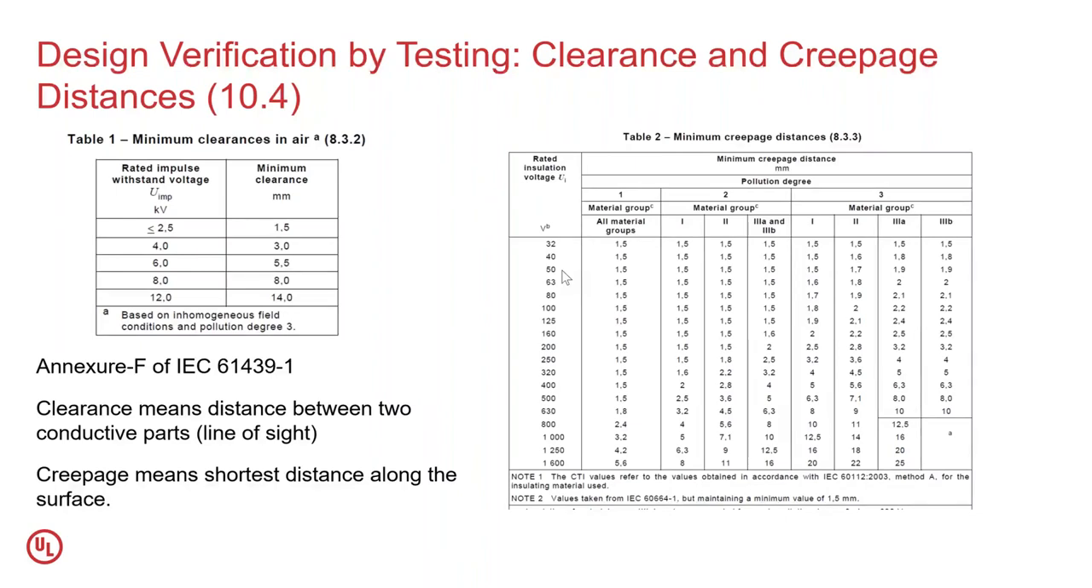Again, I'm saying to you, understand the concept first. How to measure that? Clearance in air depends upon the switchboard impulse voltage you declared. Example, if you declared 8 kV, the minimum clearance required is 8 mm. In the same way, creepage distances depend upon the insulation voltage. Hence, it's very, very important what insulation voltage, what pollution degree, what material group. If you are claiming 630 volts, pollution degree 3, material group 3A, you have to keep a minimum 10 mm creepage distance. Don't forget this.